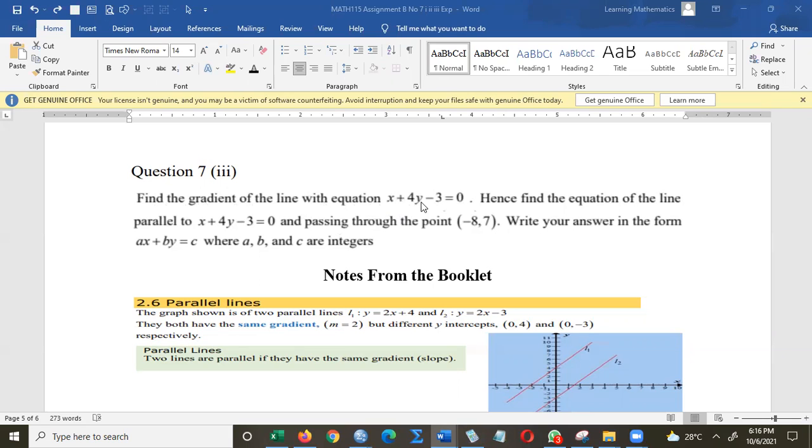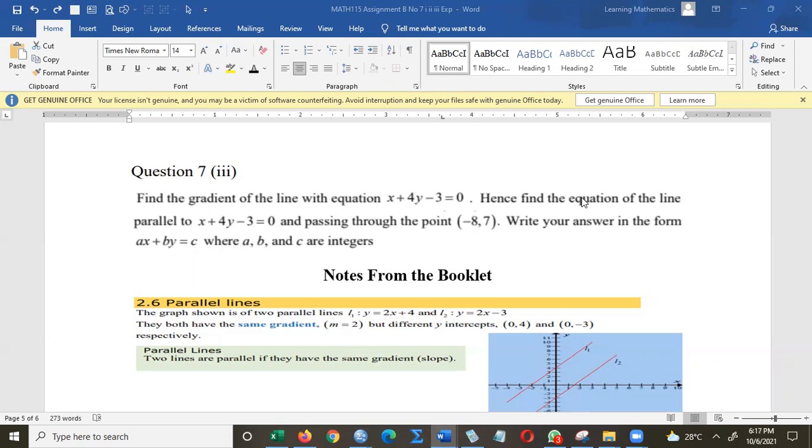And hence, now after we do that, hence find the equation of the line parallel to itself, passing through the point minus 8, 7. And we know the reason for the point minus 8, 7 is to find c. So we're going to rearrange that equation to find the gradient, all right? And since the lines are parallel, that new line passing through that point, its gradient will also be that same gradient, okay?